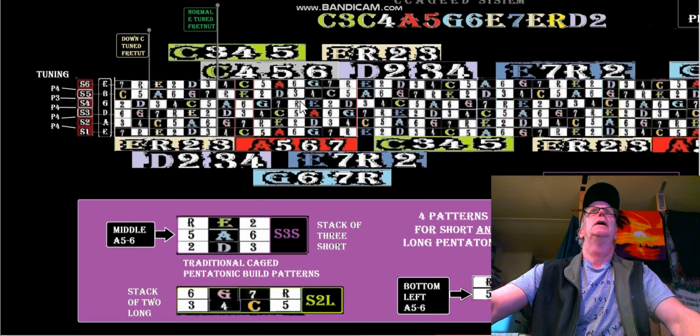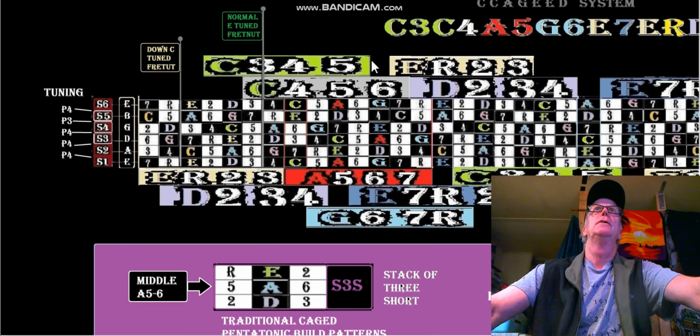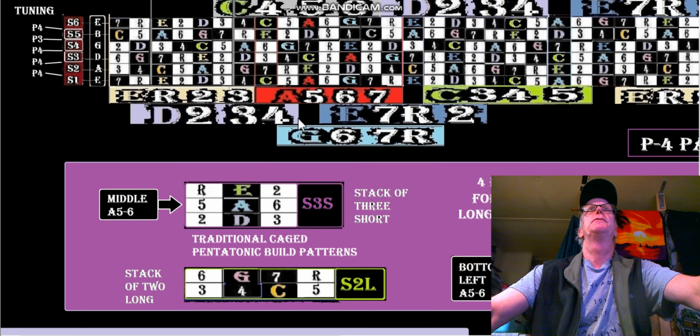Okay, so here's the down C tune fret nut, and here's a normal E tune fret nut. Key is C, E would be the third. Here's the root 2-3. Okay, so let's look at some of these familiar.